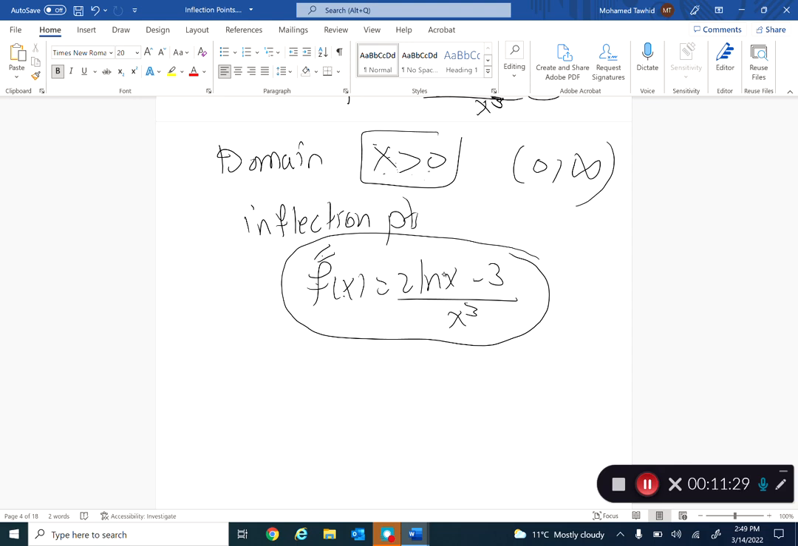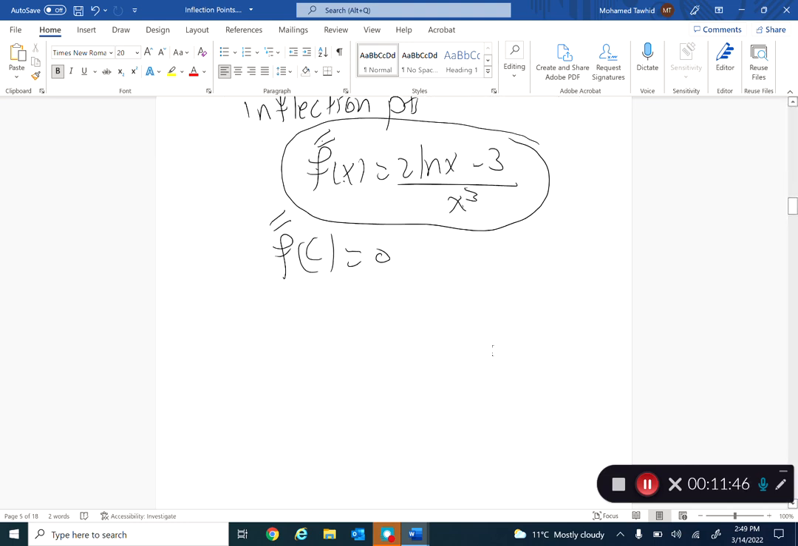Every time when you replace, you get one value. So there is no x for which my derivative does not exist. The only way would be x equals 0 or x negative, and that is not in the domain. So now I have to equate the second derivative to 0, and solve this. So you have 2 ln x minus 3 over x cubed equals 0.